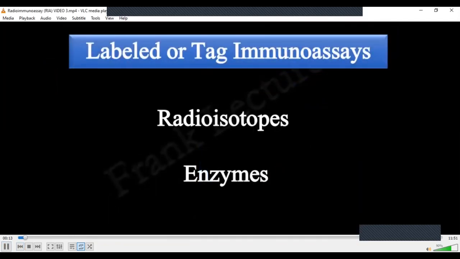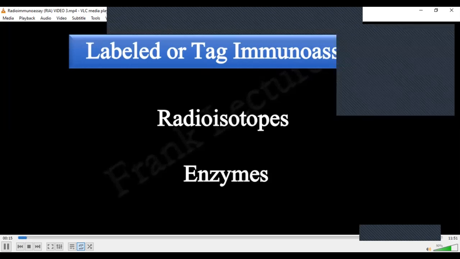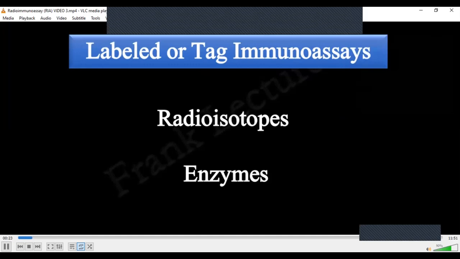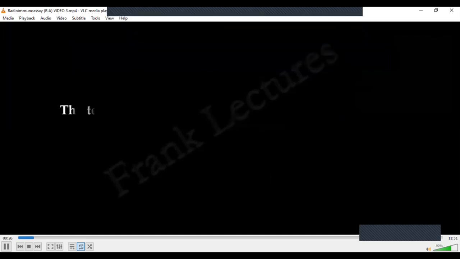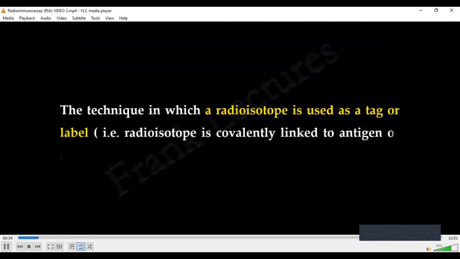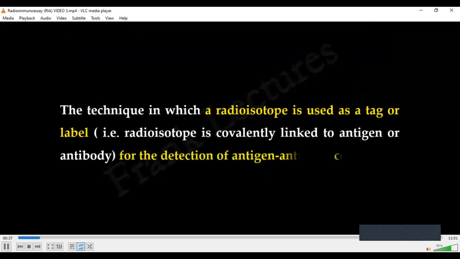In the last video lecture we understood what are tag-labeled immunoassays. We also discussed two important tags, radioisotopes and enzymes. The technique in which a radioisotope is used as a tag or label, that is, radioisotope is covalently linked to antigen or antibody for the detection of antigen-antibody complex, is known as radioimmunoassay.